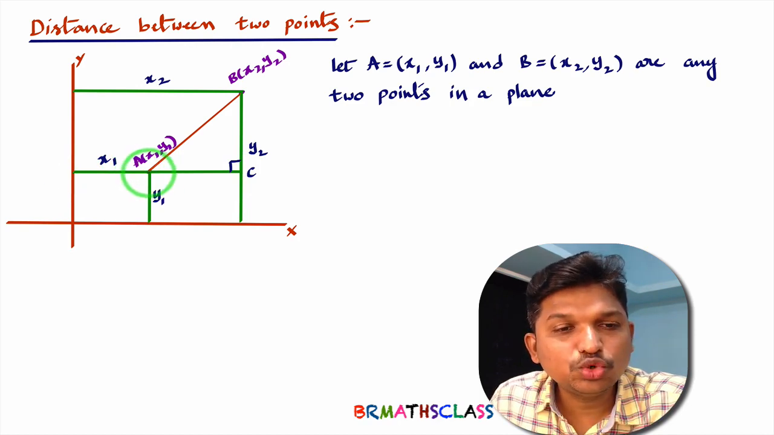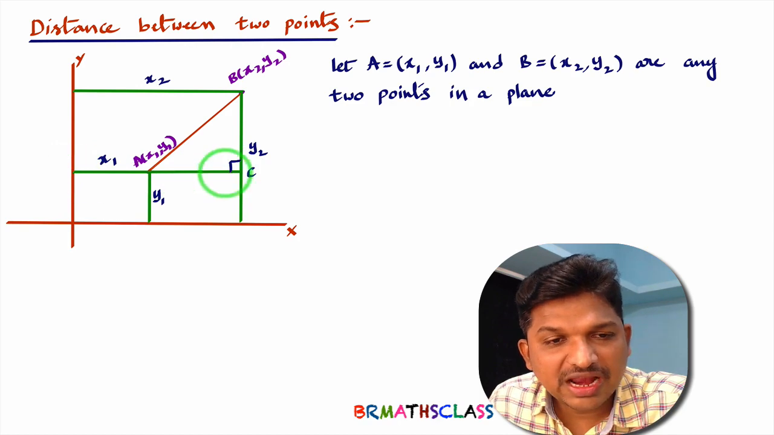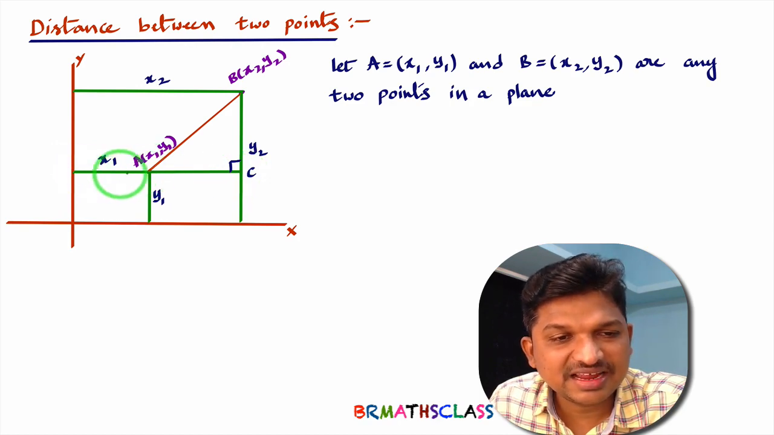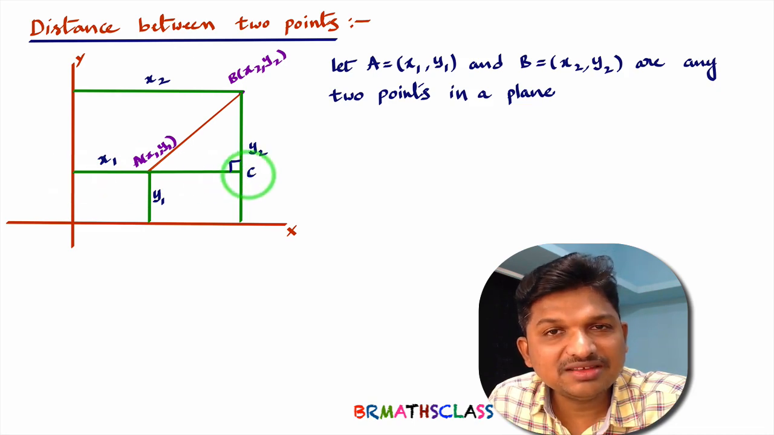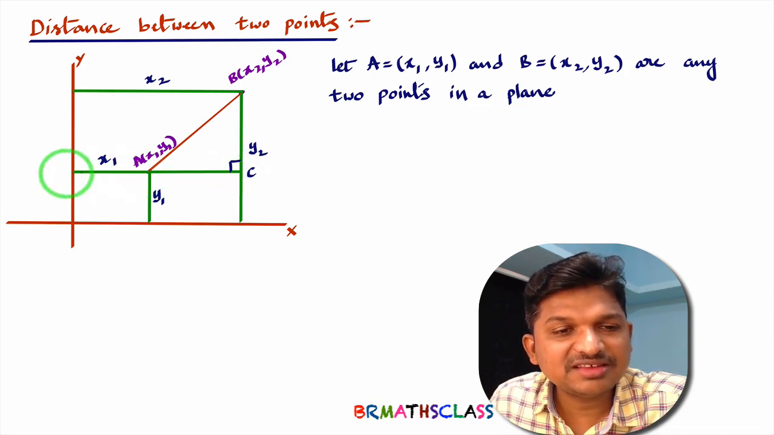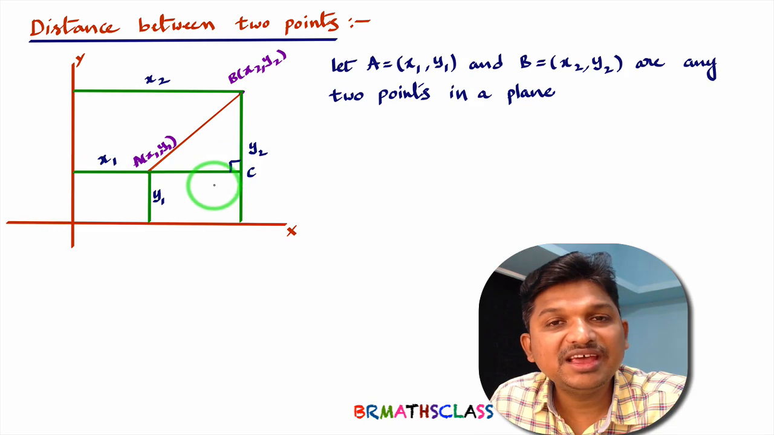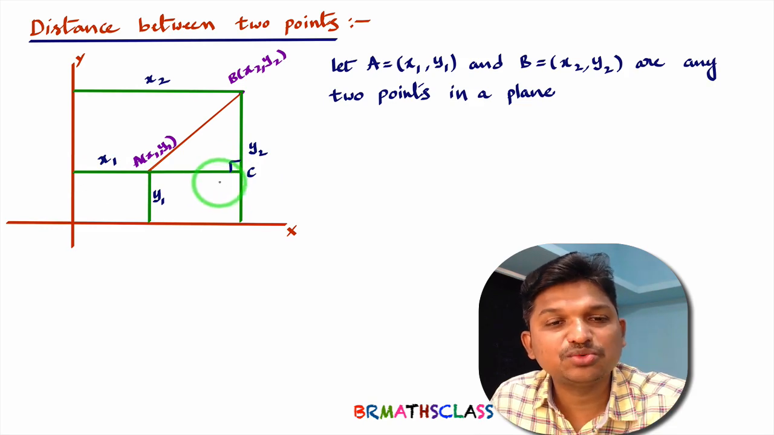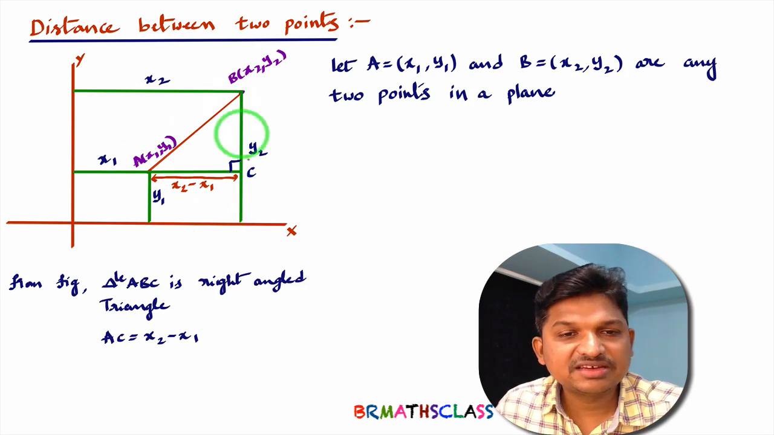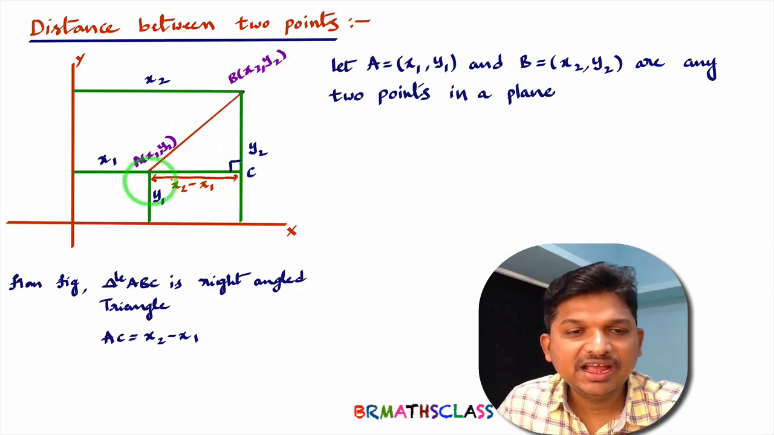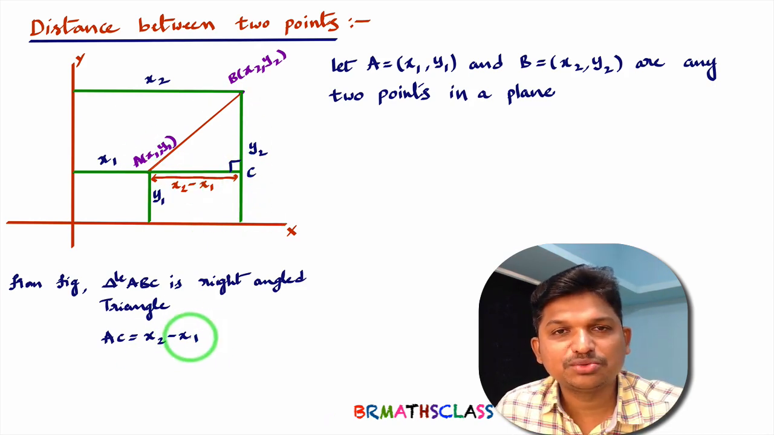Now I am asking you, what is AC? This full length minus this length will give you AC. What is this full length? Full length is x2. Subtract this x1. What is AC? AC is x2 minus x1. Till now from the diagram we understand two things. First one, this triangle ABC is right angle triangle and AC is x2 minus x1.